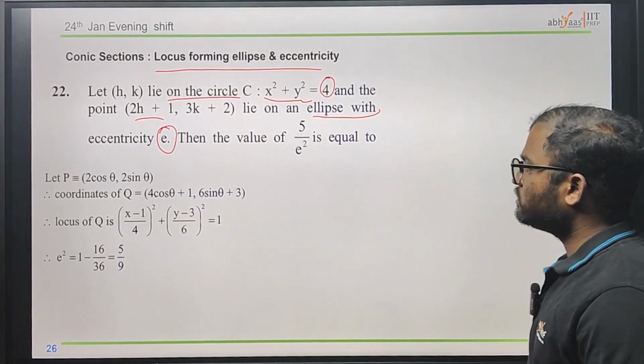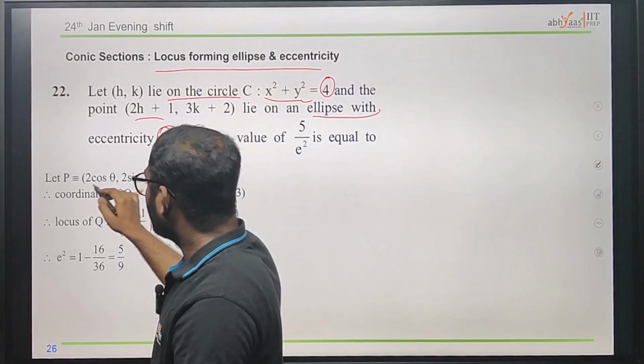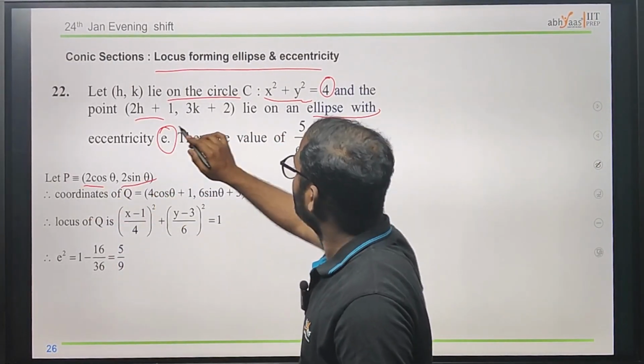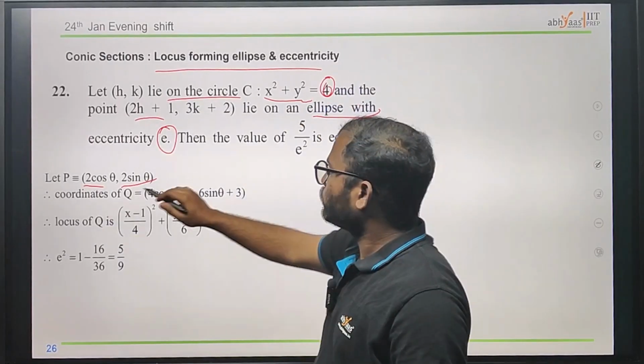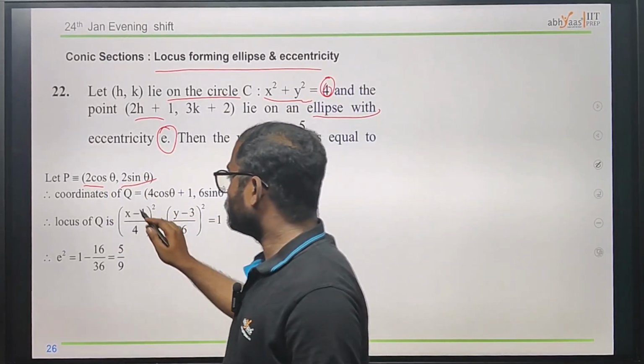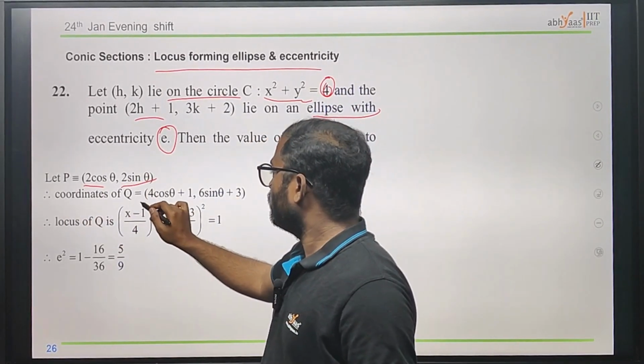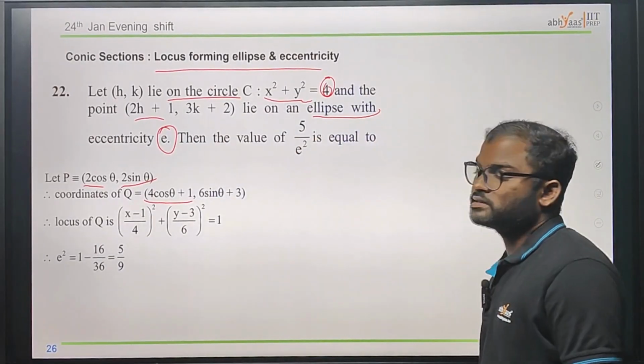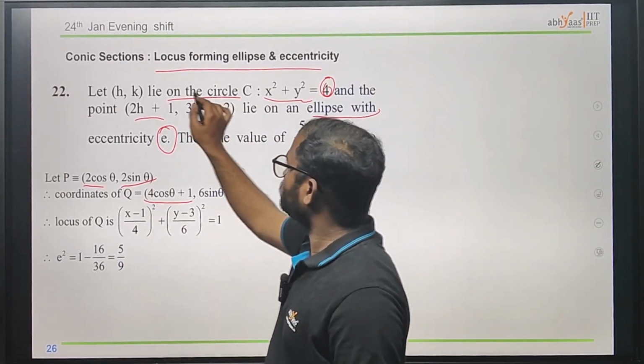In order to find this one, firstly just use the parametric form, 2 cos theta, 2 sin theta, by using the radius we have, r cos theta, r sin theta. Just substitute the r value here, and the coordinates of Q will be 4 cos theta plus 1, 6 sin theta plus 3 by using this one.